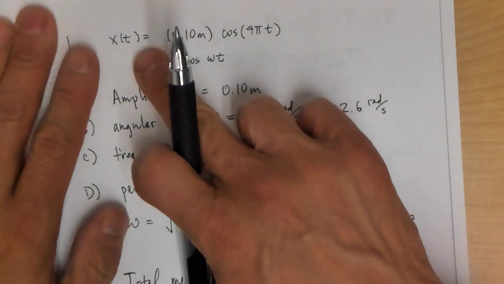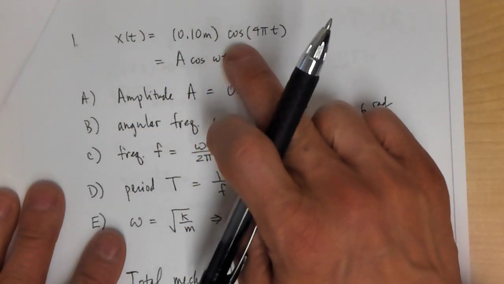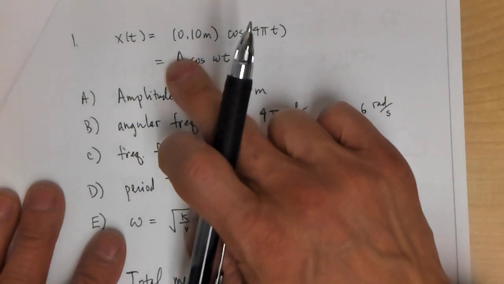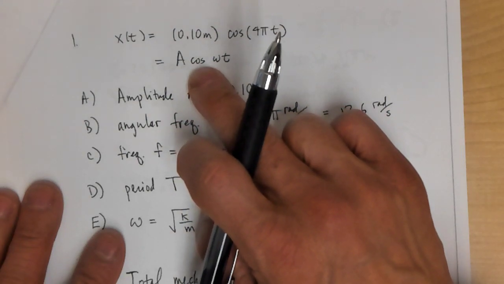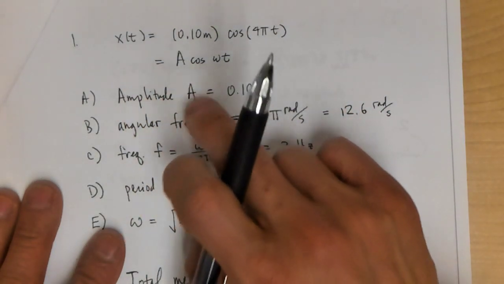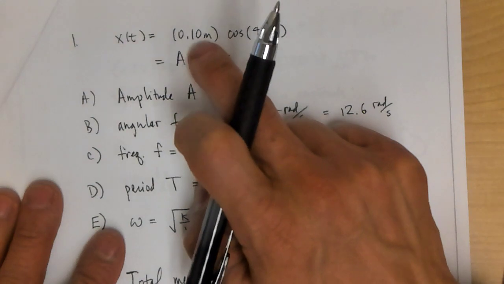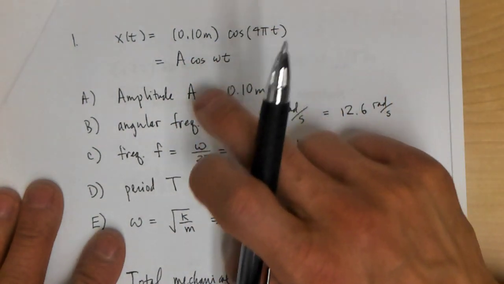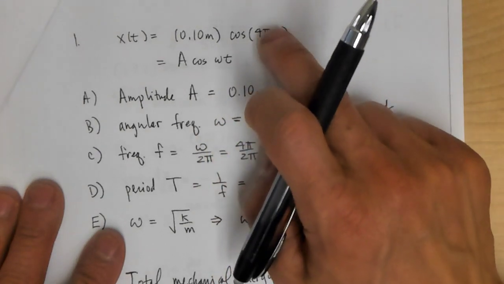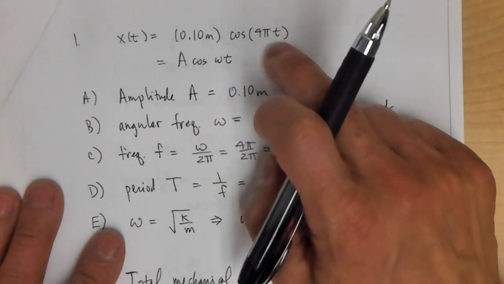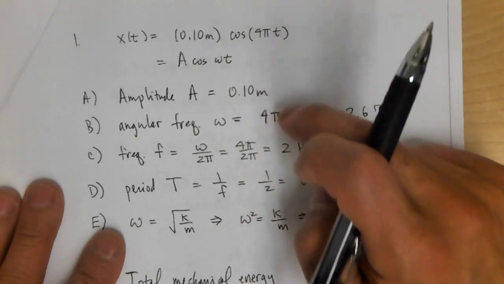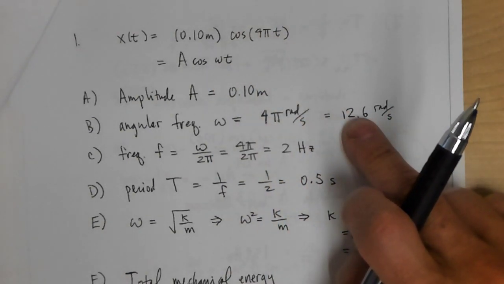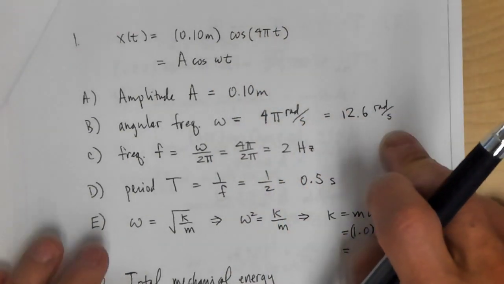Okay, so x is equal to 0.1 times cosine 4 pi t, and that's A times cosine omega t. First, the amplitude. That's just the thing out in front, so that's 0.1 meters. Next, they want the angular frequency. That's omega, the thing multiplying t inside of the cosine function. So that's 4 pi, which is equal to 12.6 radians per second.